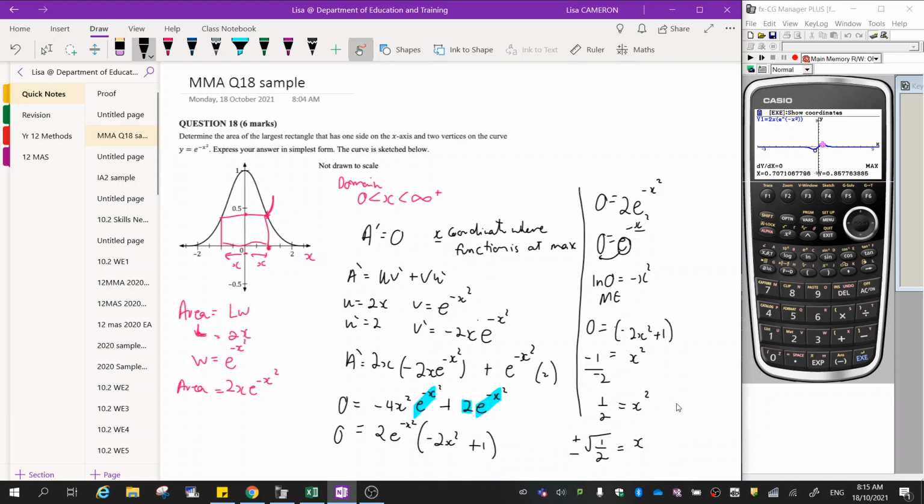Now, we can already say the negative solution is not in the domain, which means that x must be equal to the square root of a half.